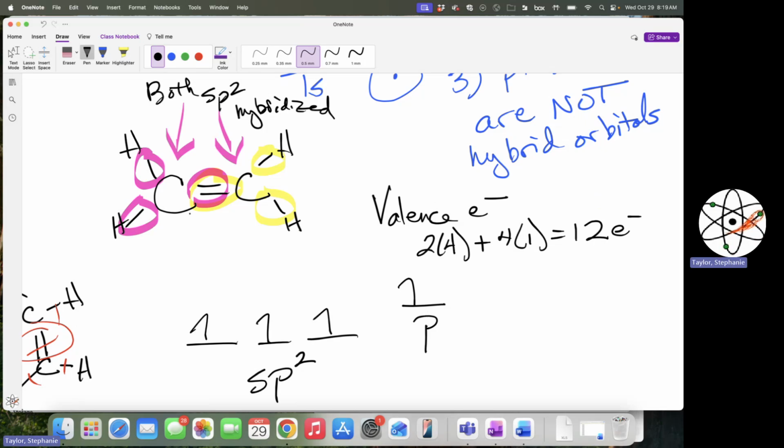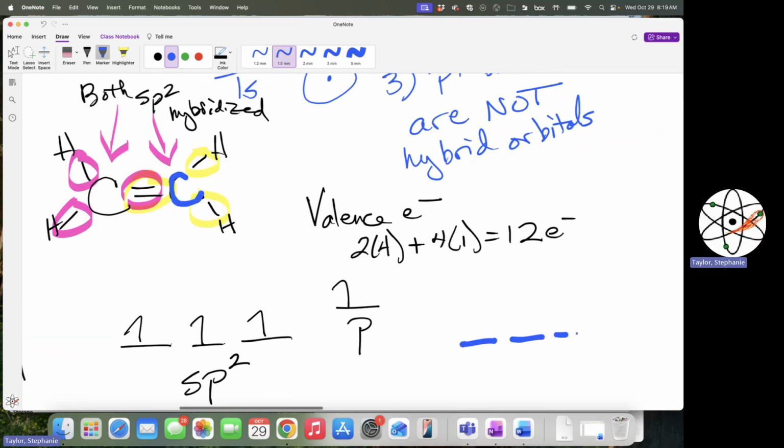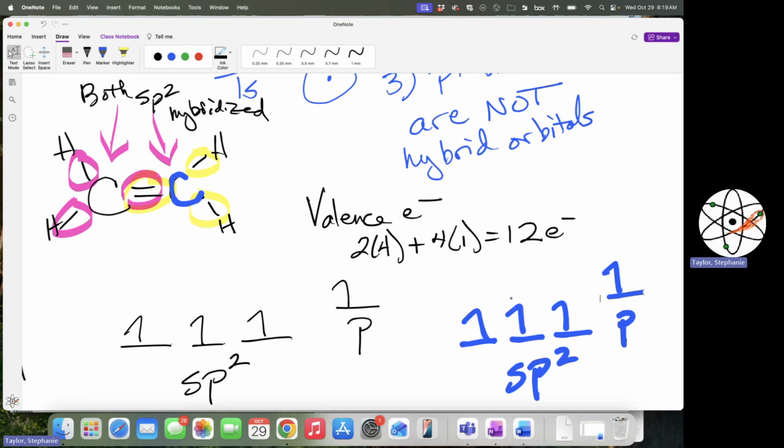So the carbon on the left looks like this, and we'll go ahead and draw the diagram for the carbon on the right. It's the exact same, but that way if we're trying to count individual electrons, you can count all of them. So this is what my 2 carbons should look like. They're sp2 hybridized, but each carbon brought 4 electrons.